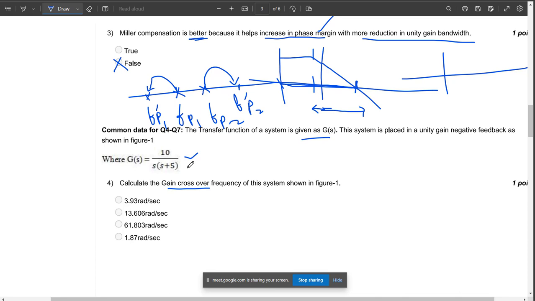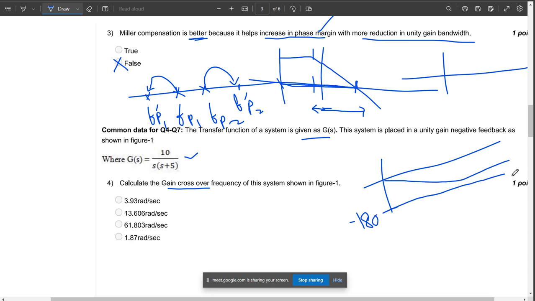See, the system has only two poles, right? So if a system only has two poles, that means the maximum the phase will go is minus 180 degree, and that will also be at infinity. So the phase will be something like this, right? This point is minus 180 degree. It will be an asymptote, and at infinity the phase will become minus 180 degree. So here the phase crossover frequency will be infinity.